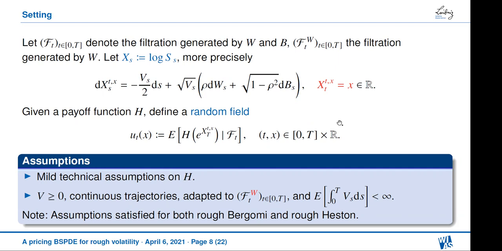And now I introduce a family of such processes indexed by t and x. They satisfy this dynamic, and they start at x at time t. Okay, so they are only defined for s larger than t. And given a function h, I define now a function u_t(x), which is the conditional expectation of h applied to the terminal value at time capital T of the process X, conditioned on F_t. All right. And you see, this is a random field. It is a function of two parameters, t and x, which is random.